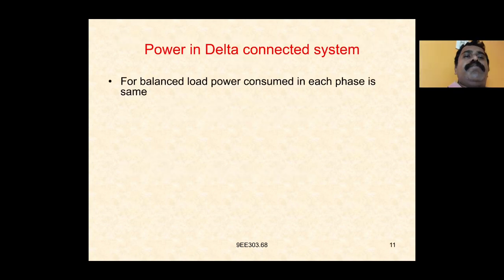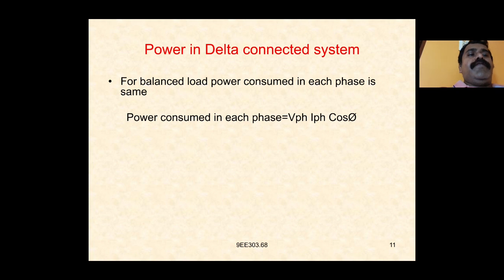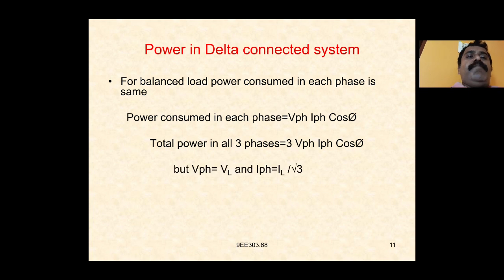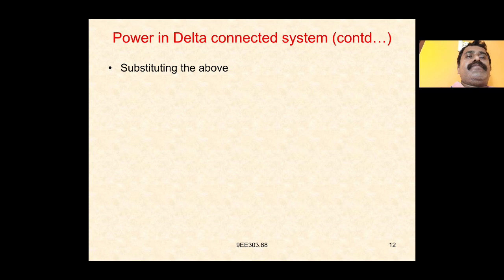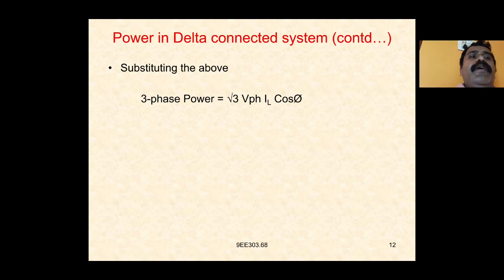Power in delta connected system, for balanced load, power consumed in each phase is the same. The power consumed in each phase is equal to V phase I phase cos phi. Total power in all the three phases is equal to 3 V phase I phase cos phi. But V phase is equal to VL and I phase is equal to IL by root 3. So substituting the above values, we get 3 phase power is equal to root 3 V phase IL cos phi, that is root 3 VL IL cos phi.